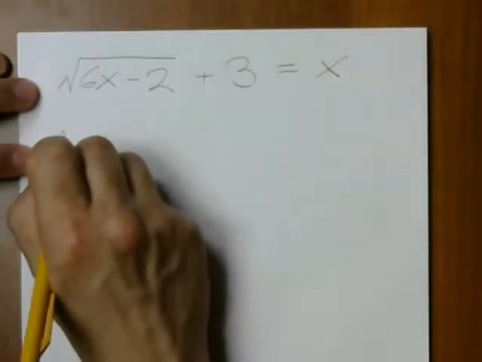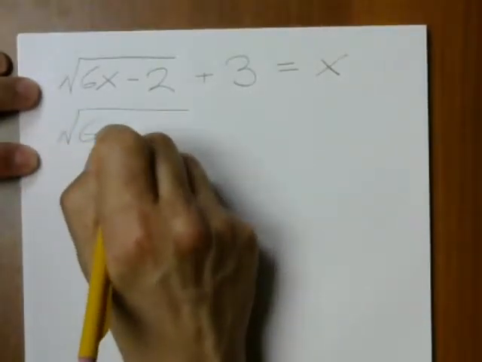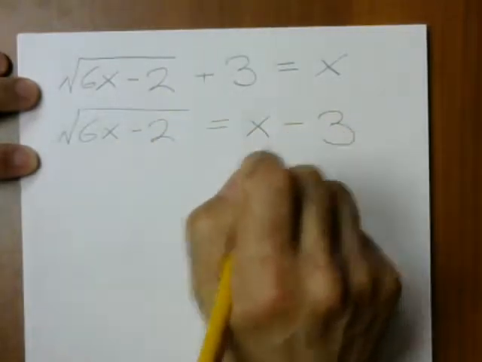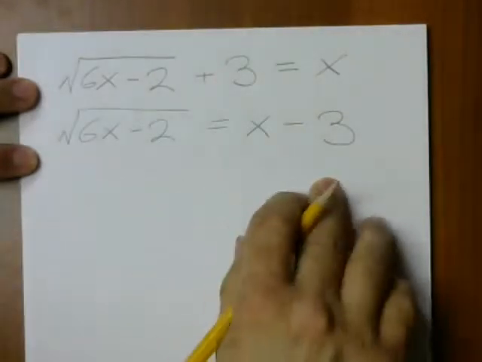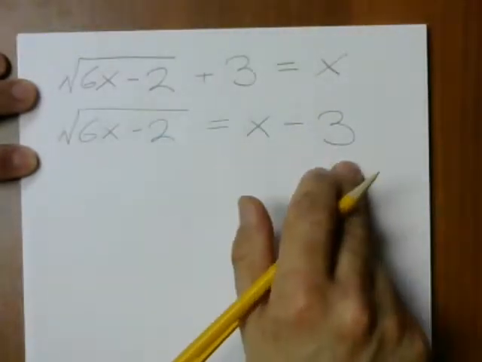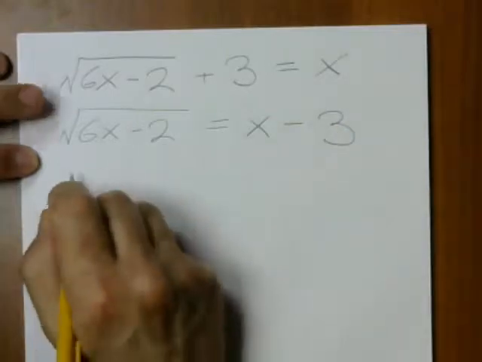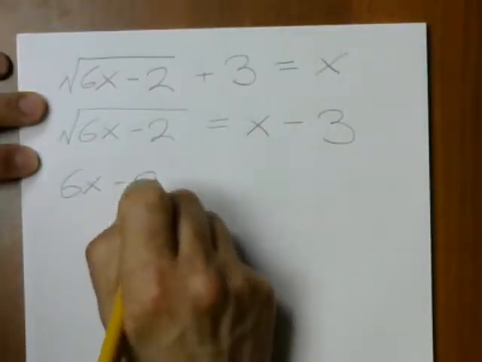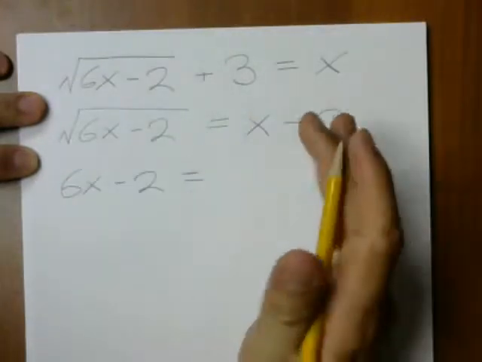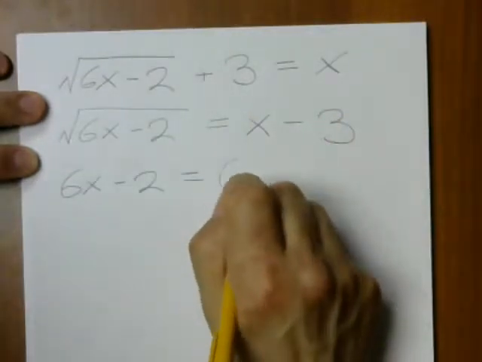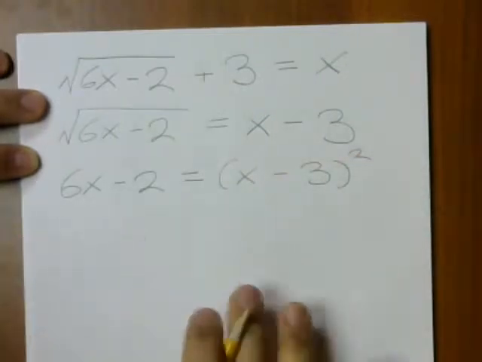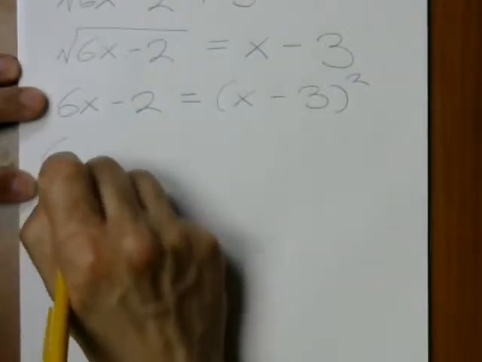Well, here it's particularly easy. All I have to do is subtract 3. So now I have the radical of 6x minus 2 equals x minus 3. And now if I square both sides, I get rid of the radical completely. There's no radical on either side. I do get this x minus 3 squared on the right. But I can deal with that.